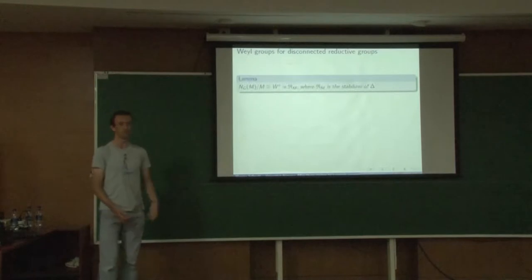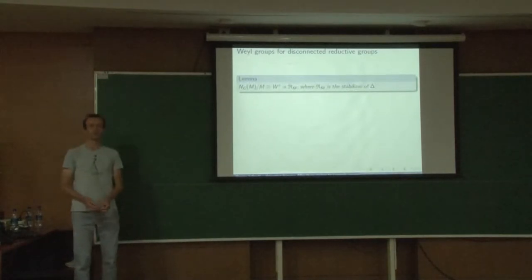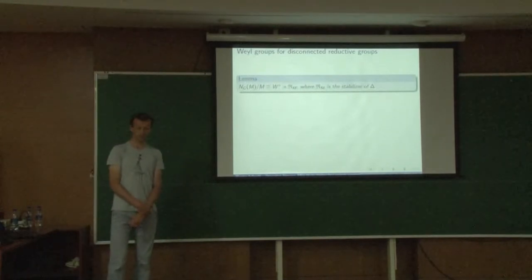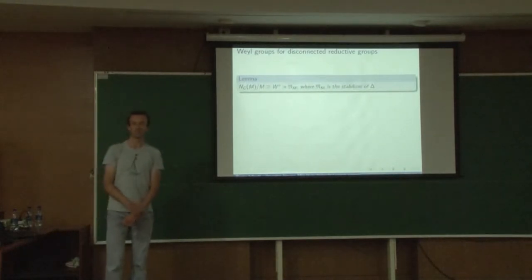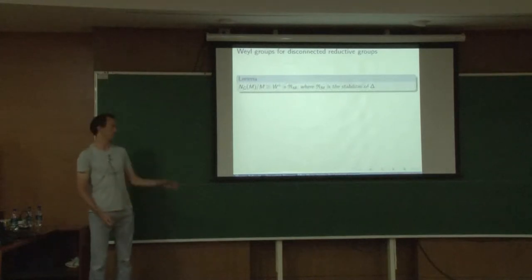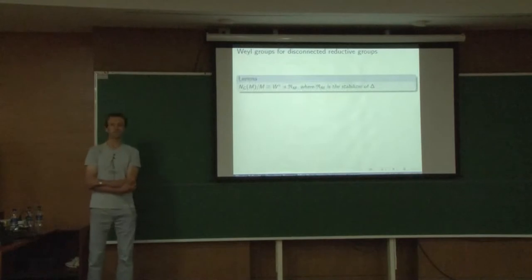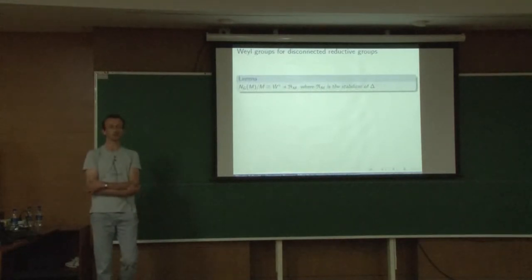It's the same thing as taking the normalizer of M and then dividing out by M. And so that's not a Weyl group anymore, at least usually not, but it's like an extended version of a Weyl group. Then you have a Weyl group, the disconnected part, you have extended it with some finite group, which is typically called an R group in this context.